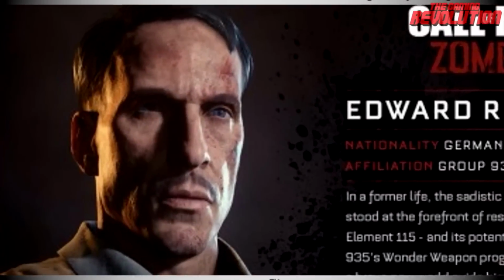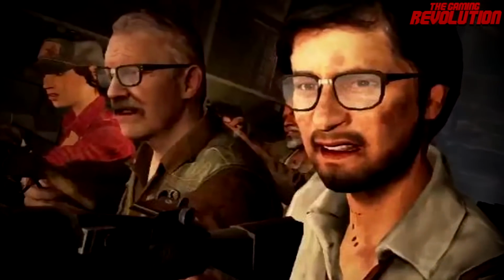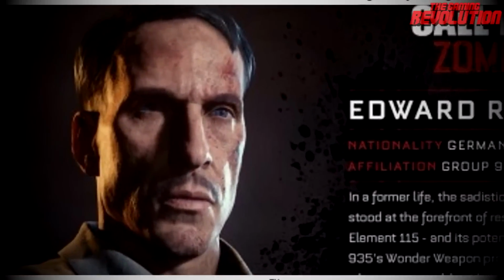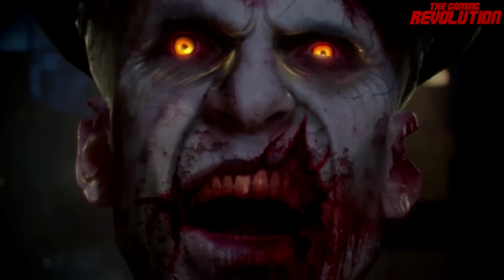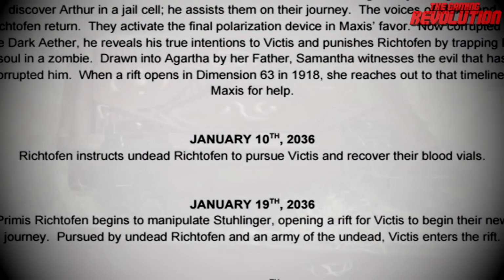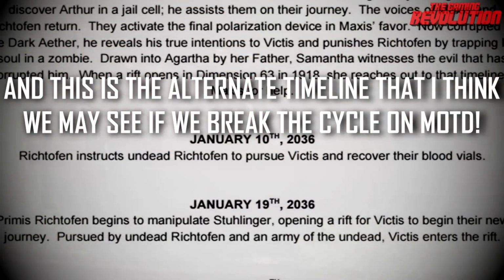Richtofen instructs undead Richtofen to pursue Victus and recover their blood vials. Since obviously from the timeline, this is in the perspective of Richtofen, and we see that Maxis's endgame is canon for some reason, so Richtofen is now undead. I'm sure there is a timeline that we haven't seen yet, another perspective of the Chronorium, where Richtofen's endgame is canon. That could be what we see within the next game or something.